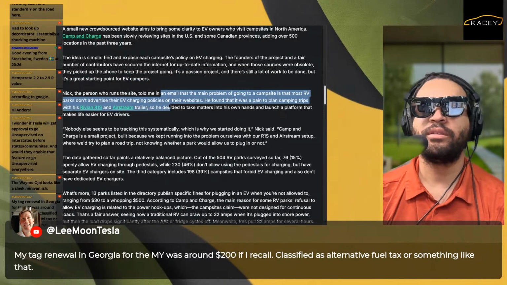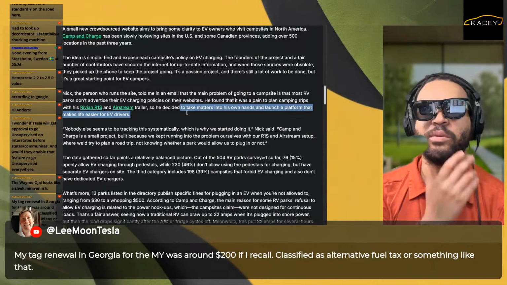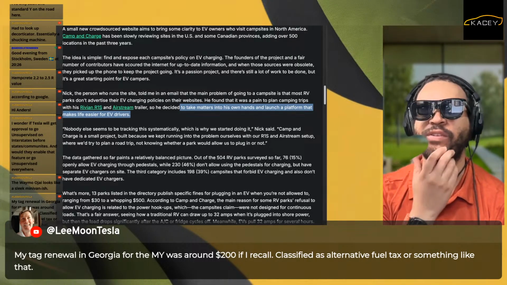Nick told me in an email that the main problem with going to a campsite is that most RV parks don't advertise their EV charging policies on their website. Yeah, they don't. Some of them don't even know. He found out that it was a pain to plan camping trips with the Rivian R1S and the Airstream trailer, so he decided to take matters into his own hands and launch a platform that makes life easier for EV drivers.